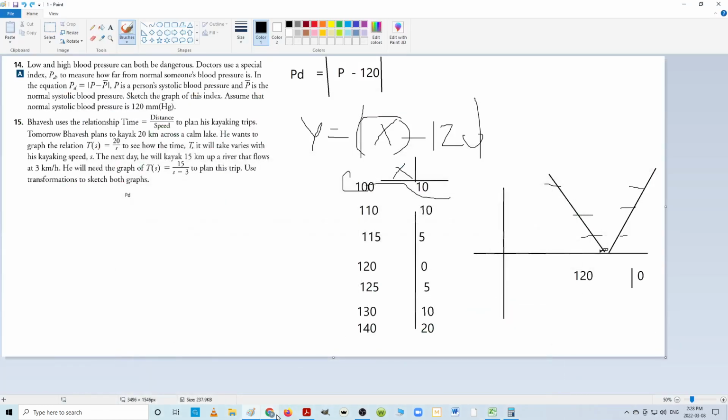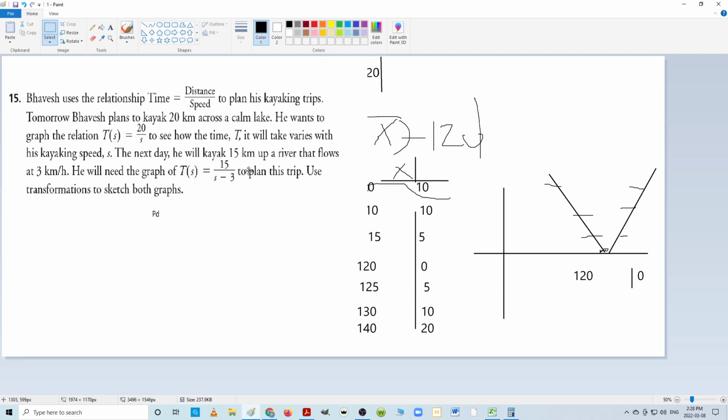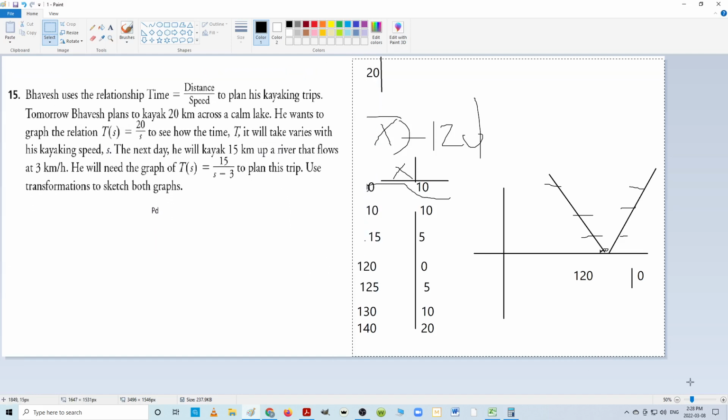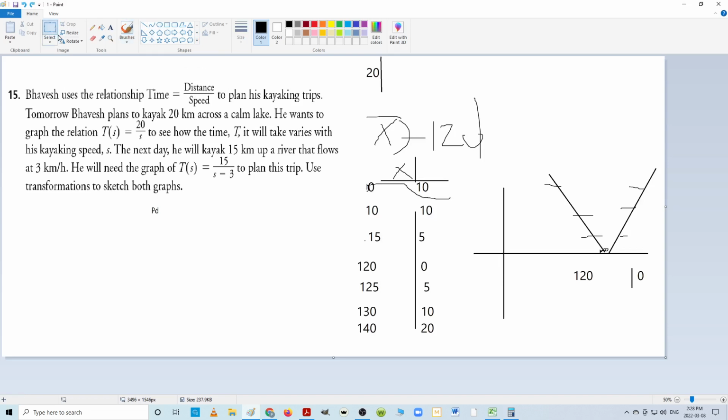Now that's a really rudimentary thing, but that's kind of pretty much how they measure blood pressure. It's always a distance from normal. They wouldn't necessarily use an absolute value graph, but anyway. So we have a guy who uses the relationship time is equal to distance over speed. By the way, that's very true.